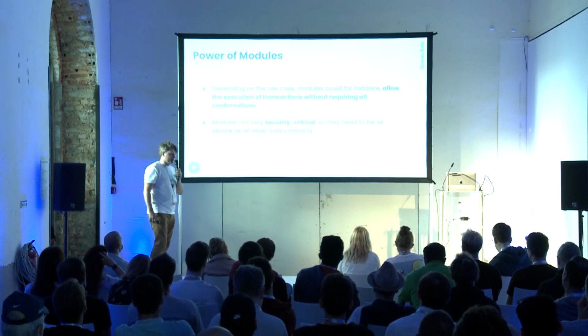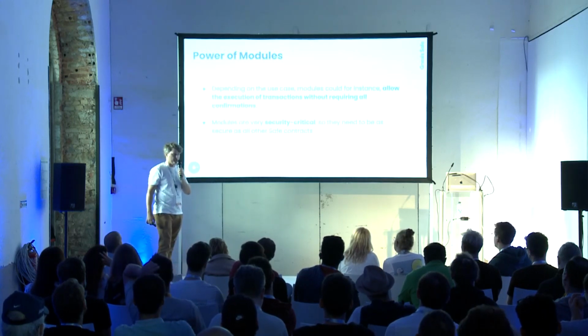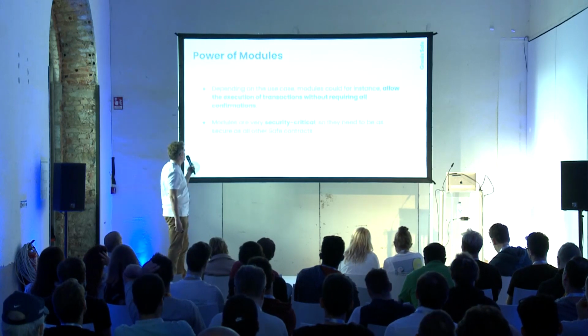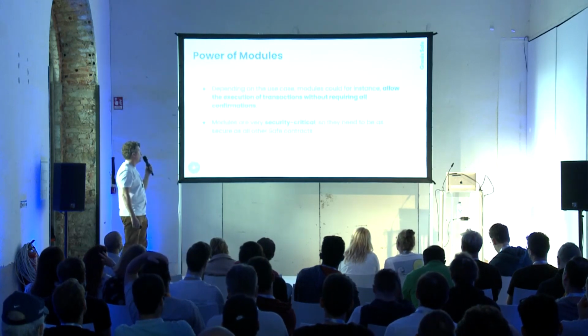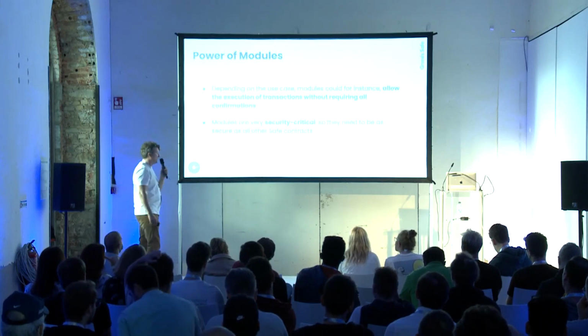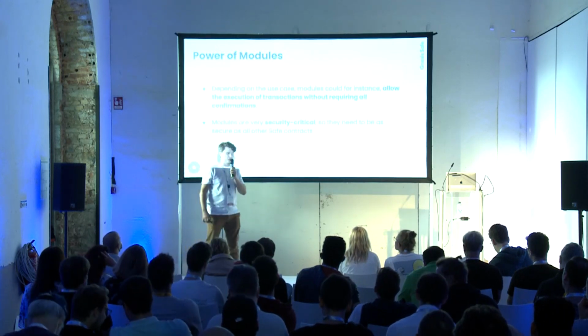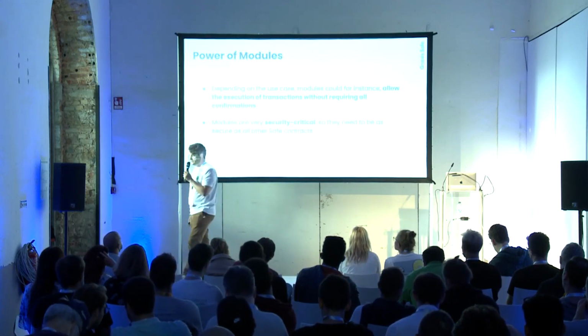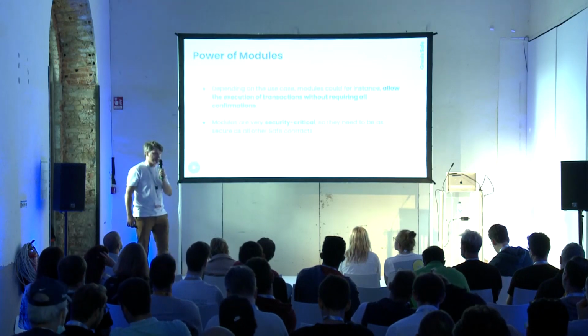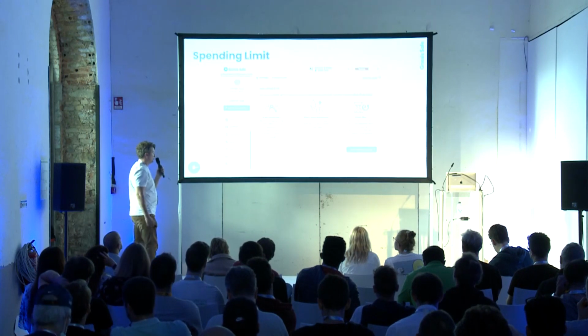The reason why it works is because Safe is a smart contract that supports modules, and modules are very powerful. Modules allow executing transactions without requiring all confirmations. As modules are super powerful, they're security critical. That's why you should be really careful if you want to enable other modules in your safe web interface, but you can already use this spending limit module.